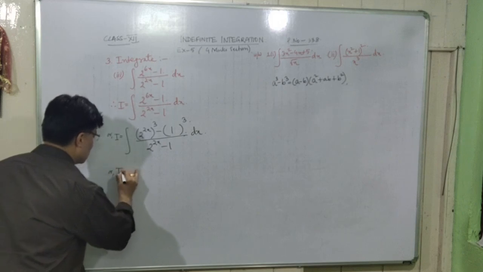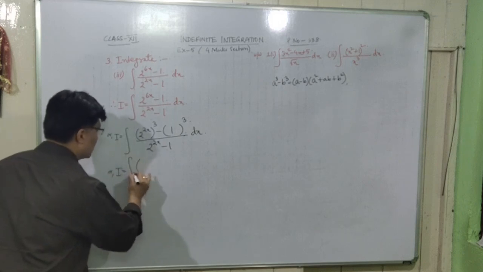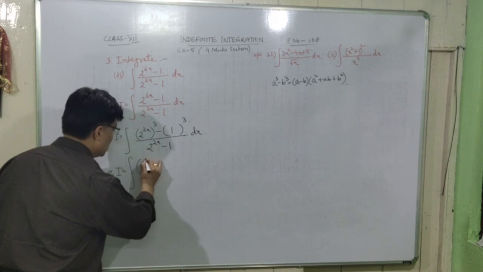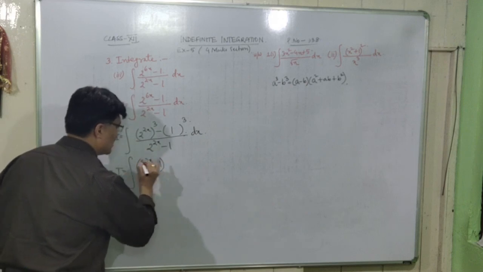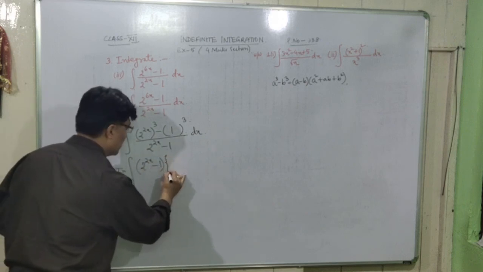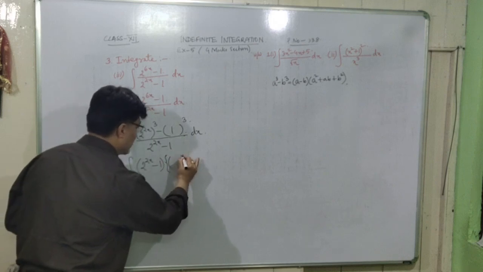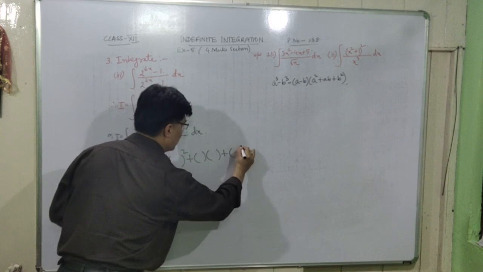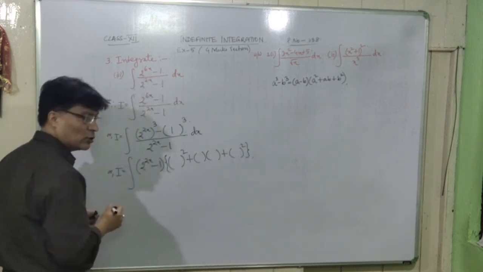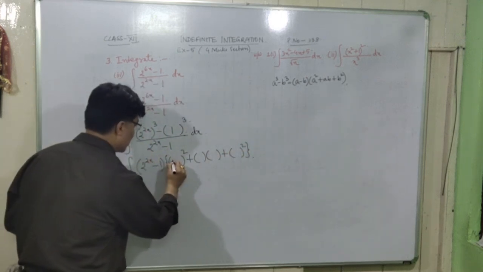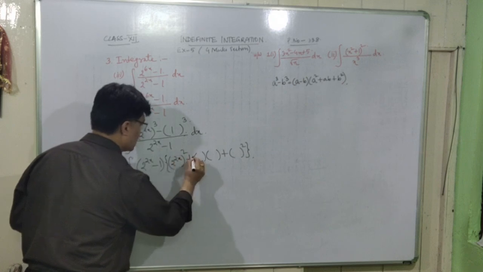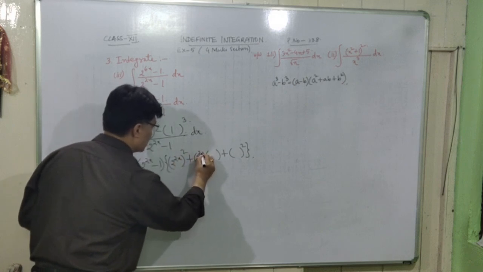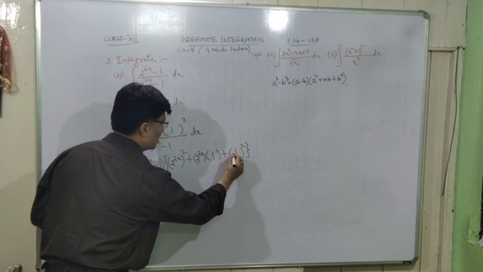So or I is equal to integration of, within bracket, what is a minus b here? It is 2 to the power 2x minus 1, that is your a minus b. Within second bracket, let us write a square plus ab plus b square. Second bracket is closed. Here what is a? It is 2 to the power 2x. Here also what is a? 2 to the power 2x. What is b here? It is 1.